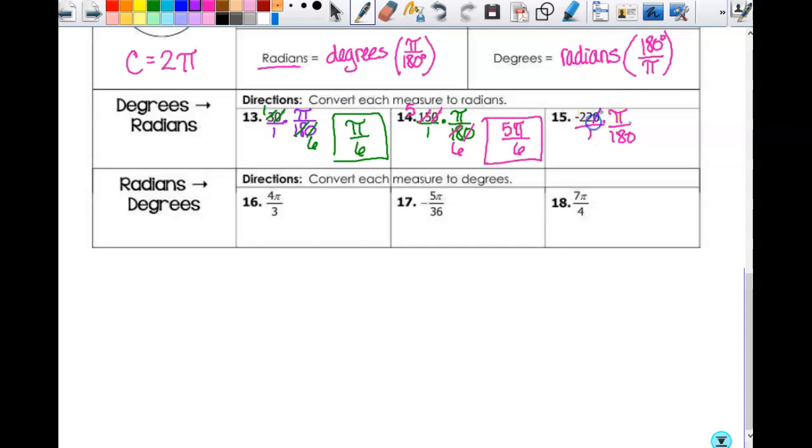And I can knock out the zeros, and then I can divide these both by what? 2. So I'm going to make sure I put a negative 11 up here so I don't lose my negative sign. And then this is 9. So you get negative 11 pi over 9.